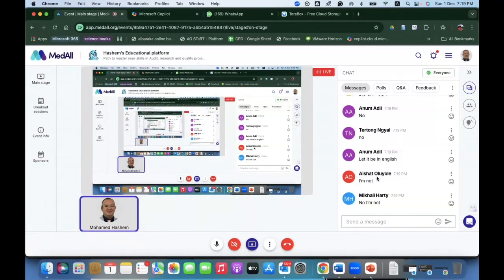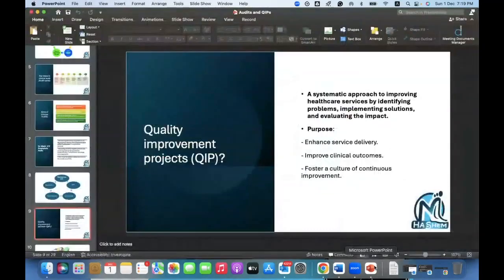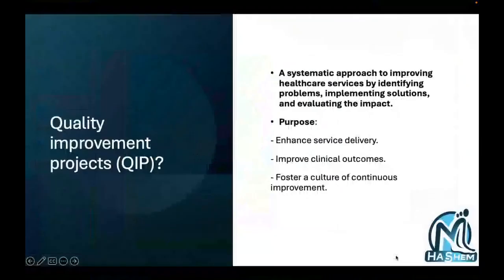But till this point, does anyone have a question about the audit idea, about the audit cycle, or does everyone understand this well? Okay, I'll suppose that everyone understands it. Good. So the second one is the quality improvement project.